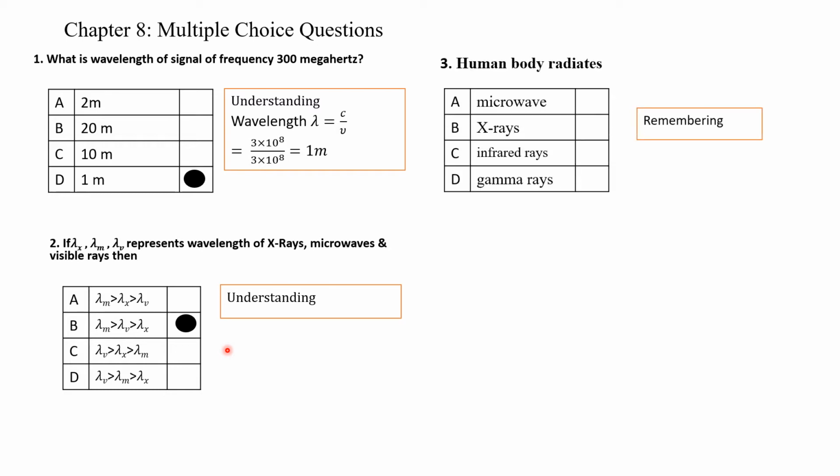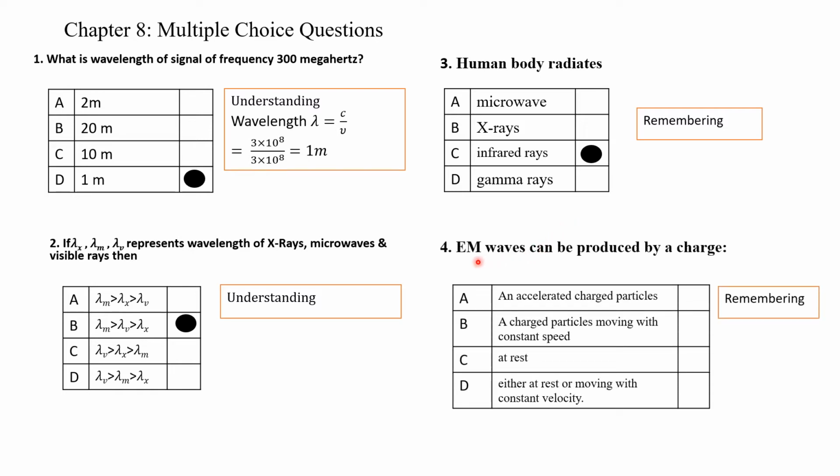Question number 3. Human body radiates. Four options are there. Option A, microwave. Option B, X-ray. Option C, infrared rays. And option D is gamma rays. So we have to remember the correct answer. The correct answer is option C, that is, the human body radiates infrared rays. Next question.